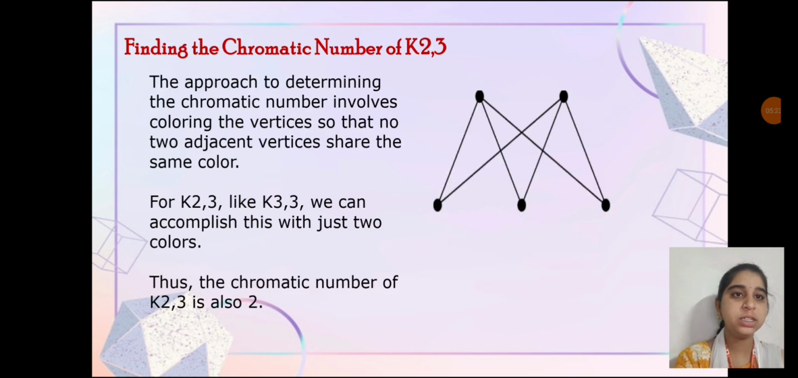Finding the chromatic number of K23. The approach to determining the chromatic number involves coloring the vertices so that no two adjacent vertices share the same color. For K23, like K33, we can accomplish this with just two colors. Thus, the chromatic number of K23 is also 2.